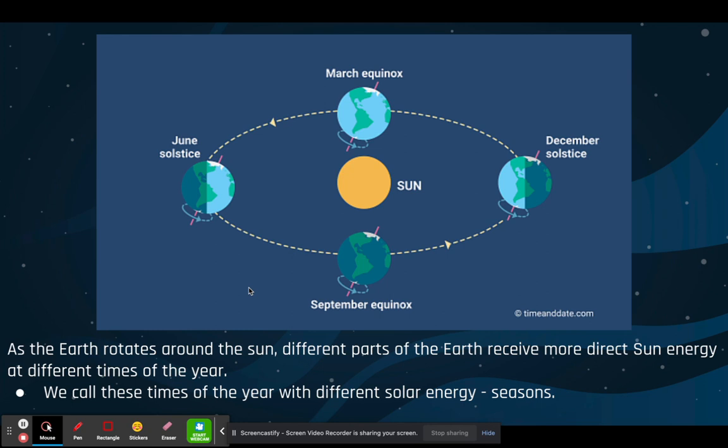So, depending on what time of the year it is, I'm going to use the northern hemisphere as our example since that's where we live. Let's say we live here right where this red dot is. Since the Earth is tilted on its axis, there are certain times of the year where we are either turned towards the sun or turned away from the sun.